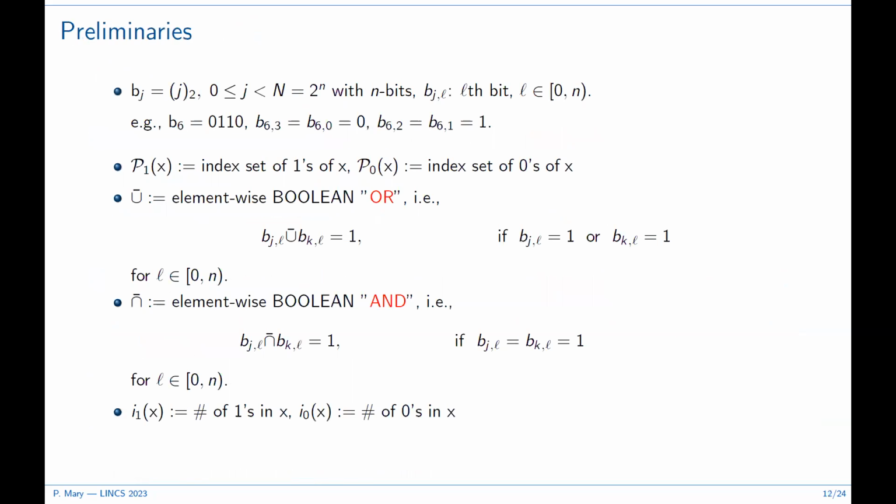Okay, so just a few notations that I will need later. Bj is a binary representation of index j on n bits. P1 is the index set of ones in the vector x. P0 the index set of zeros. Boolean or and Boolean and are noted like this. And the Hamming weight of vector x is noted I1, so this is the number of ones in x, and the number of zeros is noted I0.